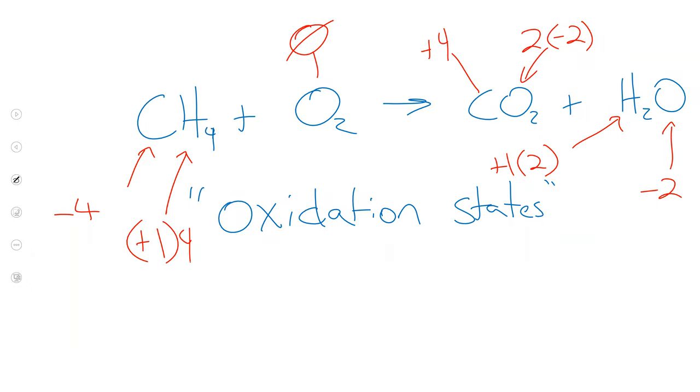What else changed oxidation states? Oxygen. Oxygen went from 0, and now all of our oxygens over here are paired up with things that they can bully, right? So all of our oxygens on this side are -2, and our oxygen started with a charge of zero. So oxygen also changed hands.